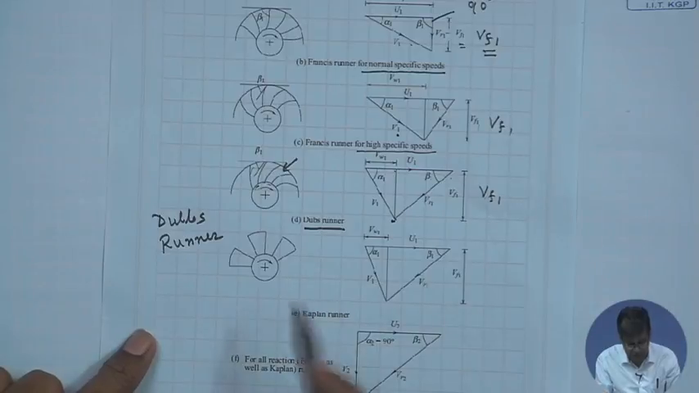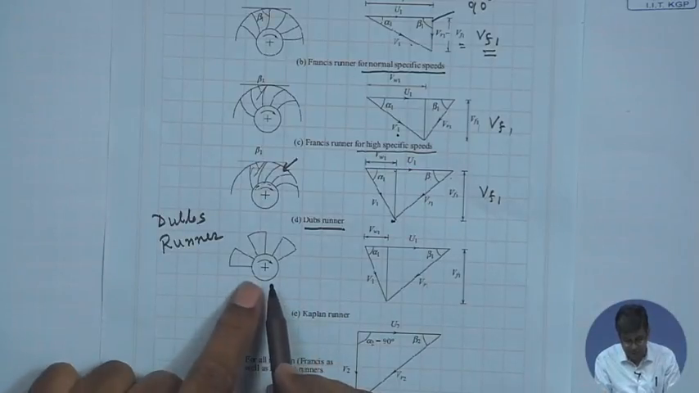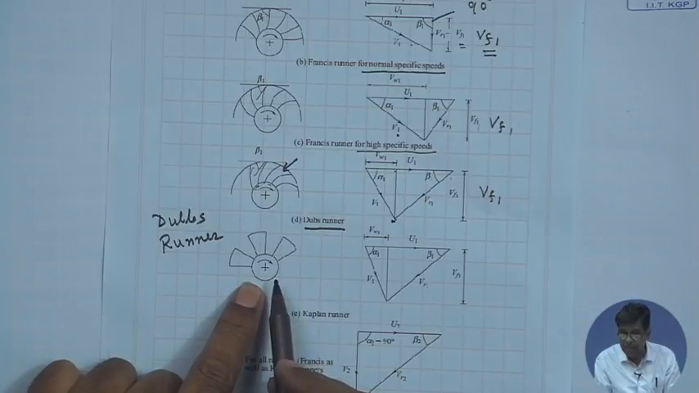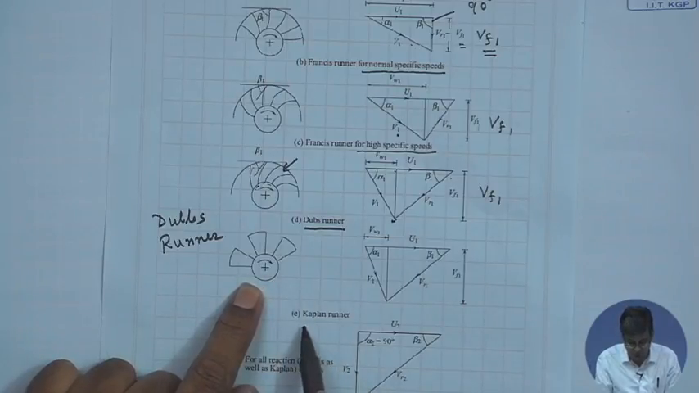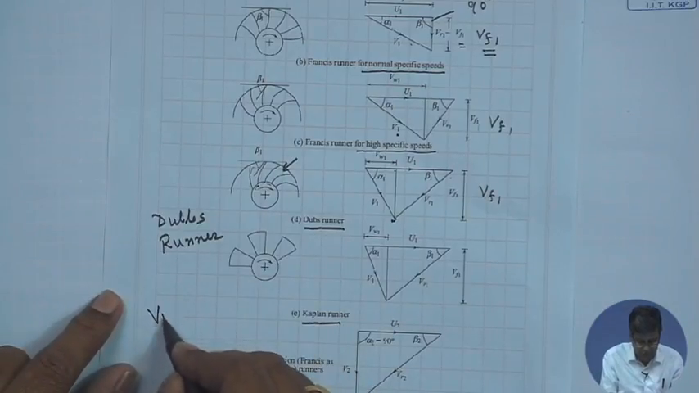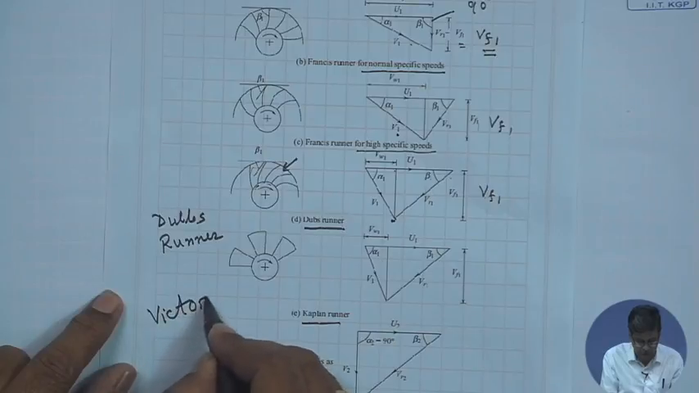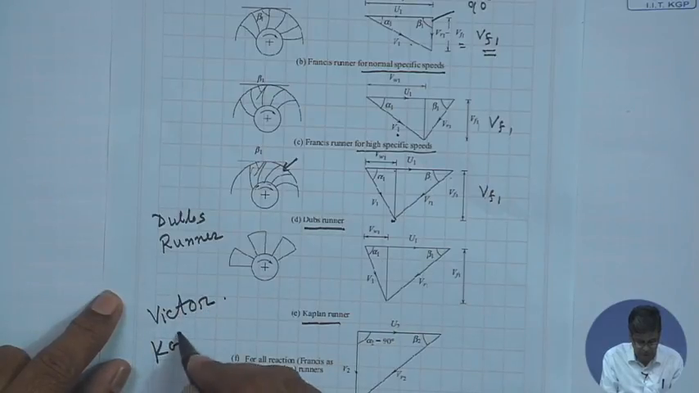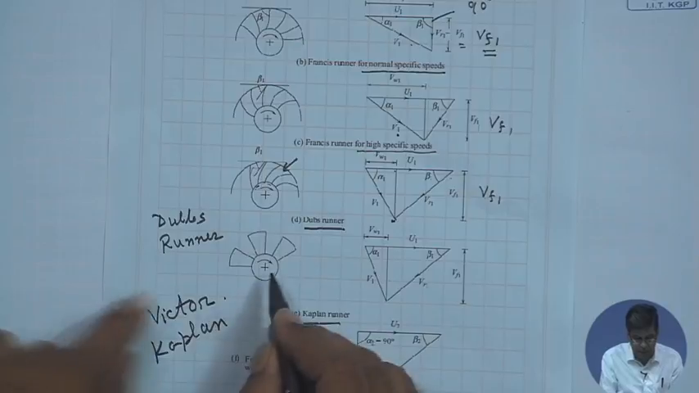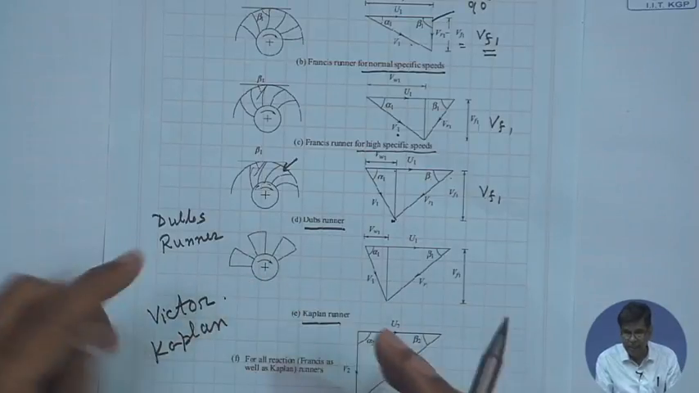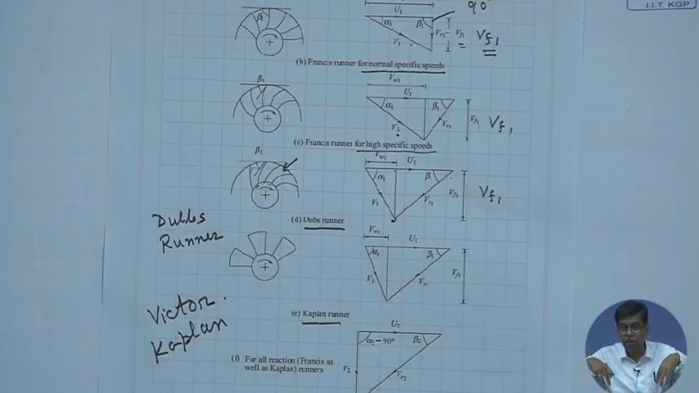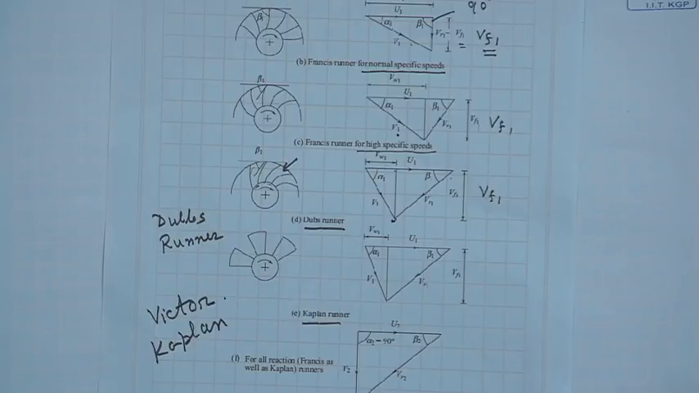And when the specific speed is still higher, that means a huge high value of specific speed where the head is substantially low, we go for a purely axial flow turbine, which is known as the Kaplan turbine, after the name of the Austrian engineer Victor Kaplan. So, this is a purely axial flow turbine. Here the inlet and outlet both are axial.